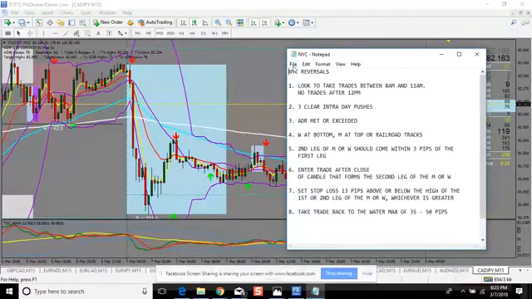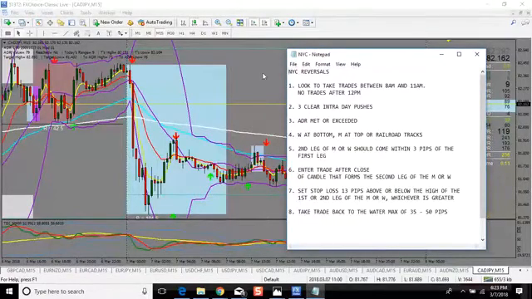But looking at the charts now, I see that the CAD pairs were the winning pairs today using the New York City Reversal. So again, we're looking to take trades between 8 and 11 a.m. No trades after 12, no later than 12. We're looking for the currencies that have already made their move, 3 clear intraday pushes. The ADR was met or exceeded, looking for a W at the bottom, an M at the top, or railroad tracks. Second leg of the M or W should come within 3 pips of the first leg. 3 pips, 4 pips, absolute max.